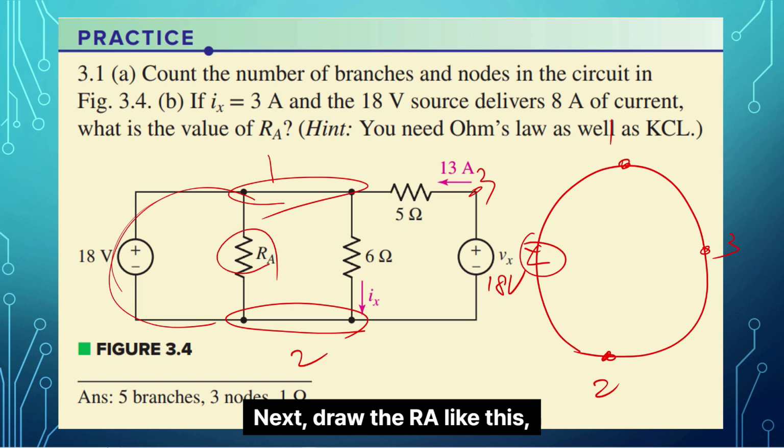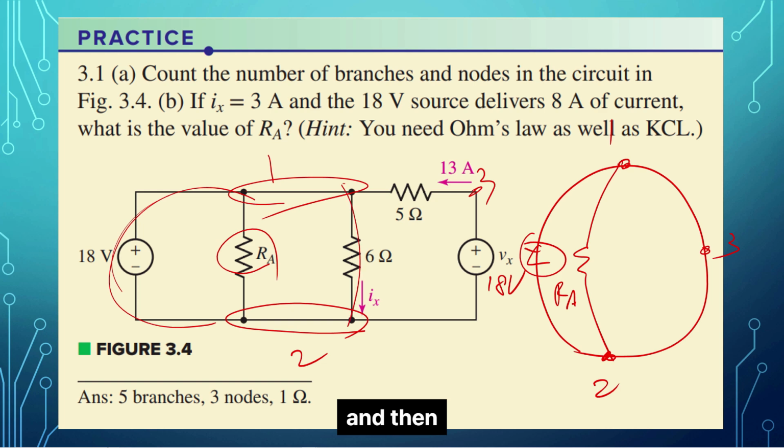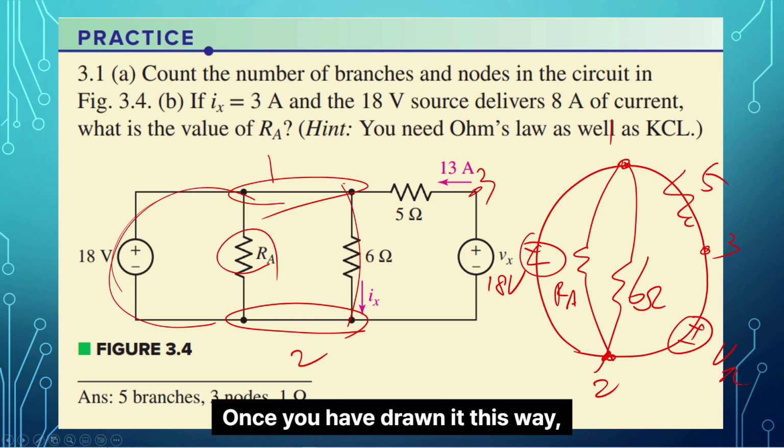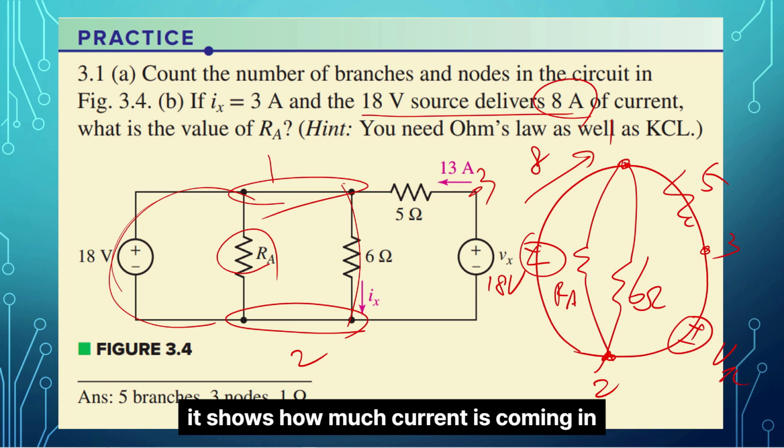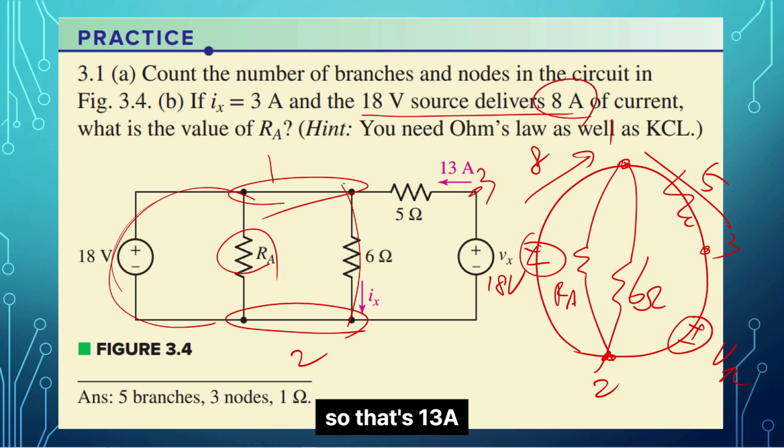Next, draw the RA like this. And then here is the VX. Once you have drawn it like this, it will be much less confusing for you. Now, let's spread the blue at 18 volts. Here, you wrote 8 like this, and then over here shows how much current is coming in, so that's 13A.